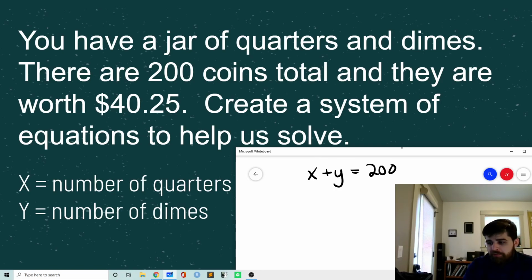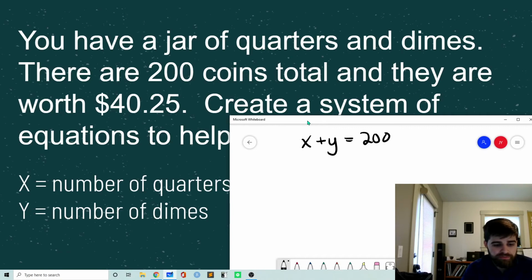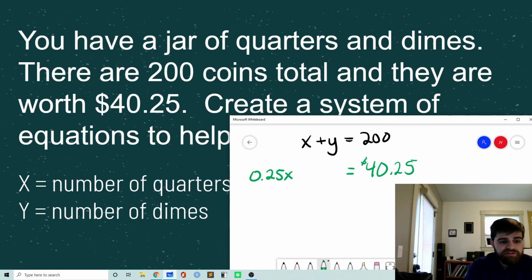The next thing I have to do, the harder part, is to come up with a value equation. These coins added together give me $40.25. So to get that equation, we're going to have to think about how much each coin is worth. So we know we got to add up to $40.25. Every quarter we have, every X, gives us 25 cents, right? A quarter is worth 25 cents. So however many quarters we have, we're going to multiply that by 25 cents to figure out how much it's worth. We can do the same thing with dimes. Dimes are worth 10 cents, so 0.10. And there's our value equation.